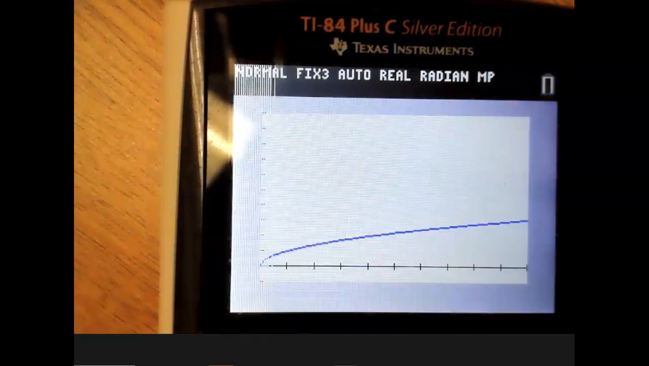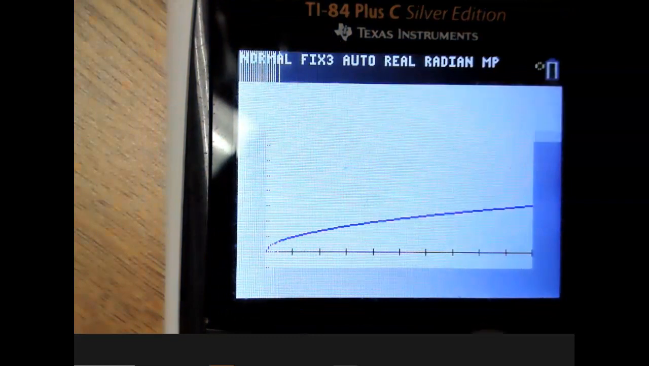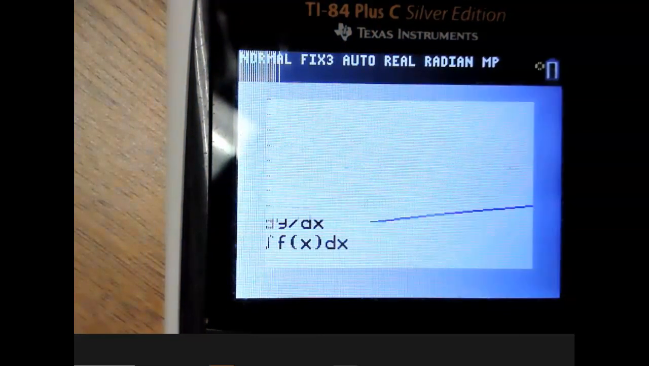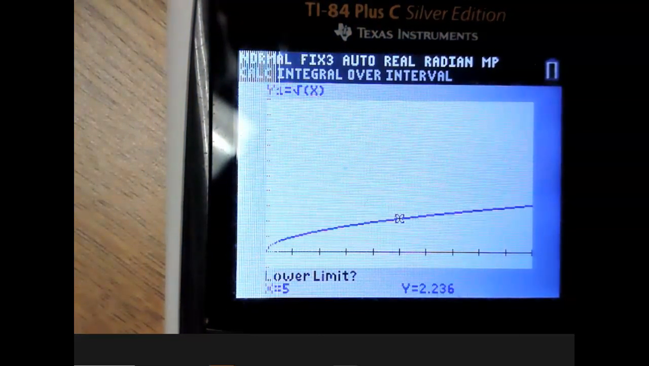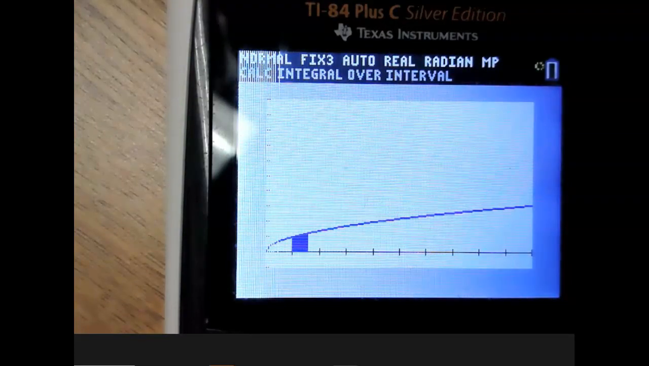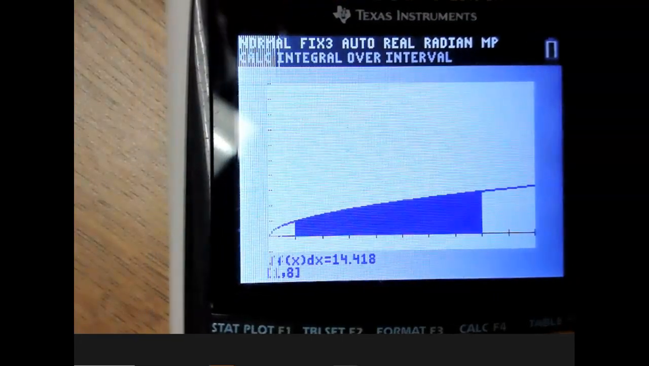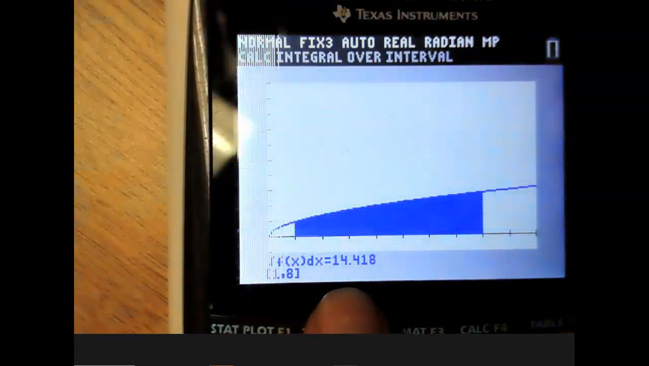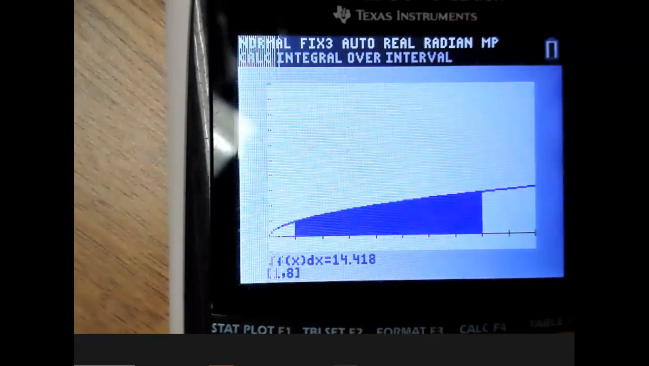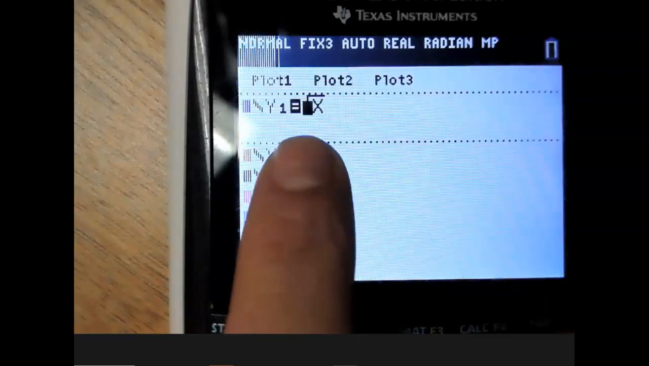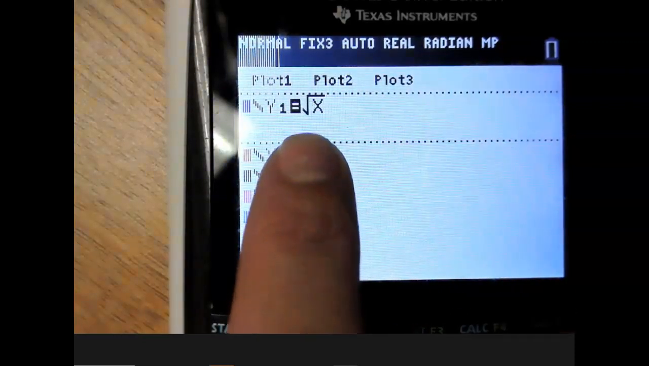And then if I want to see the area under the curve, I go to second trace, option 7, enter my lower, enter my upper, and I see that the value of the integral is 14.418.